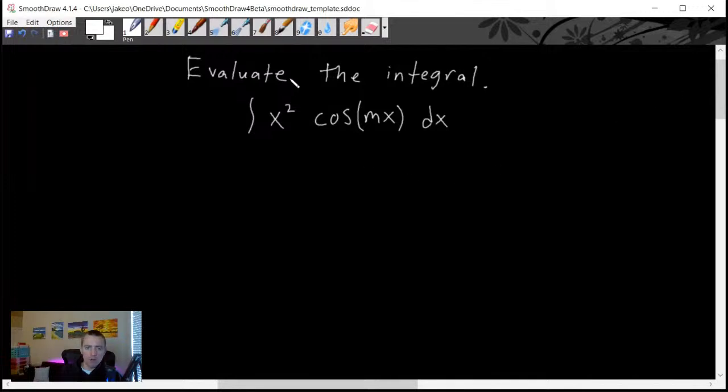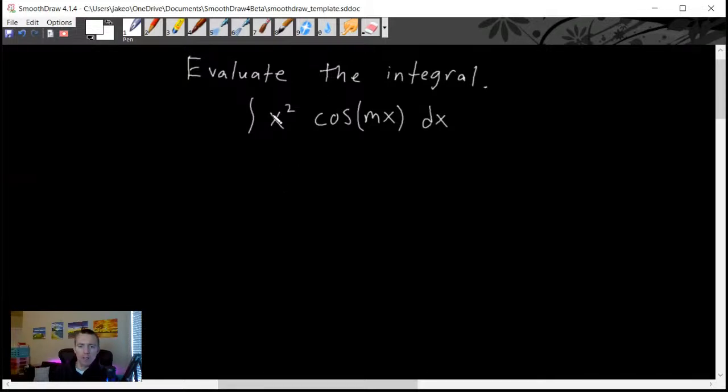So next we are going to evaluate the integral of x squared times cosine of mx dx. In this case, we're going to treat m as an unknown constant. So this is not a variable, it's just a constant. Basically, this would be the same as saying the integral of x squared times cosine of 4x or pi x or whatever. m is just going to be some unknown constant.